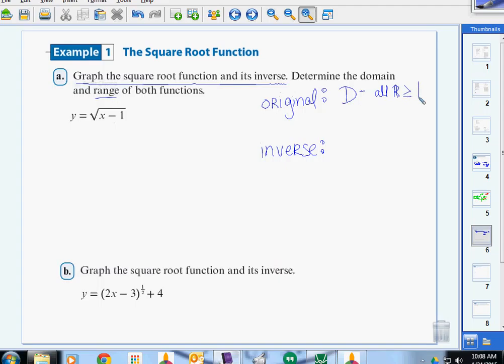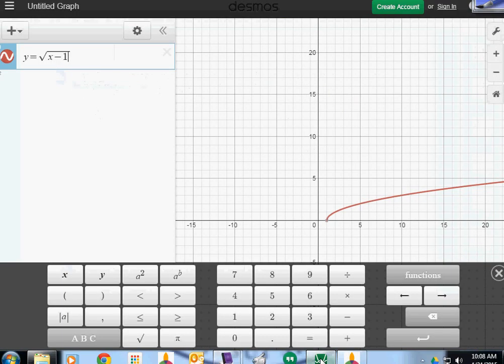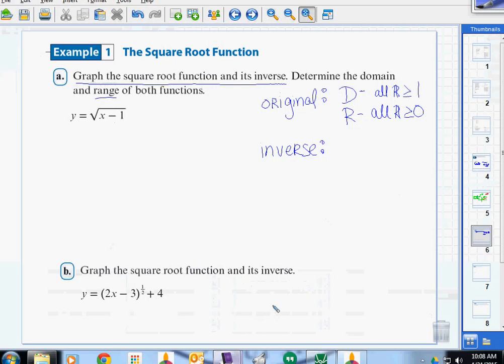Okay? All right. And what's the range? What was the range? Alex? All reals greater than or equal to 0. Yes. All reals greater than or equal to 0. In other words, everything above the y-axis, or at the y-axis and above. Do you see that right here? Okay. So now, let's go back.